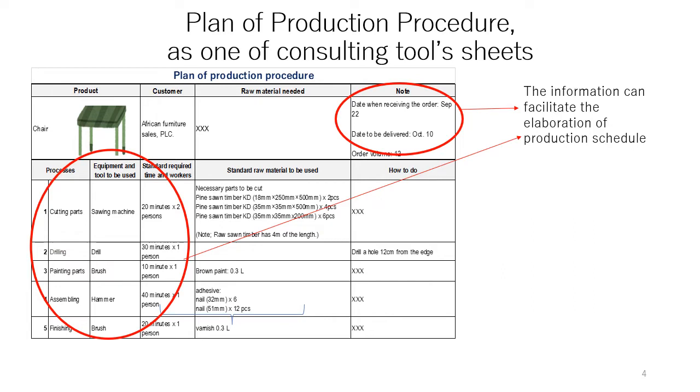Then, the company should identify the necessary raw material and production method in each of the different processes, and this information can be used for quality and cost management.